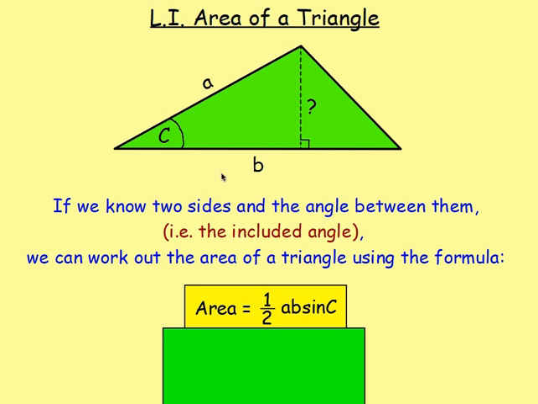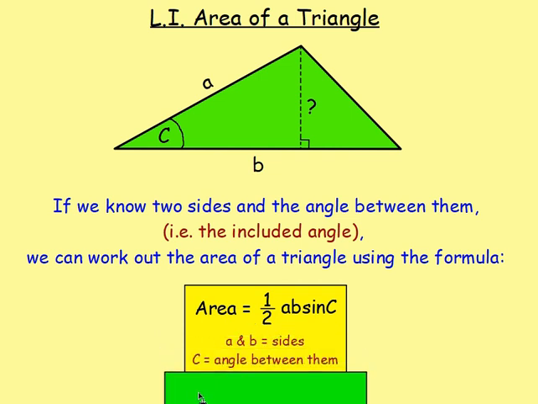Area equals a half times A times B times sine C, where A and B are the sides, because they're lowercase letters. That's good. And sine C, C is the angle. It is good. C is the angle because it's a capital letter. Very well done. So the area equals a half AB sine C.